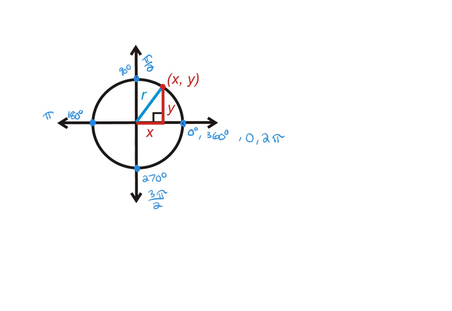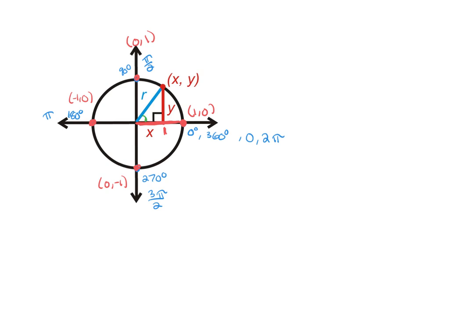Now, the idea is on the unit circle, the radius of that circle is 1. So these points, this is literally just the point 1, 0. This is the point 0, 1. This is the point -1, 0, and 0, -1.